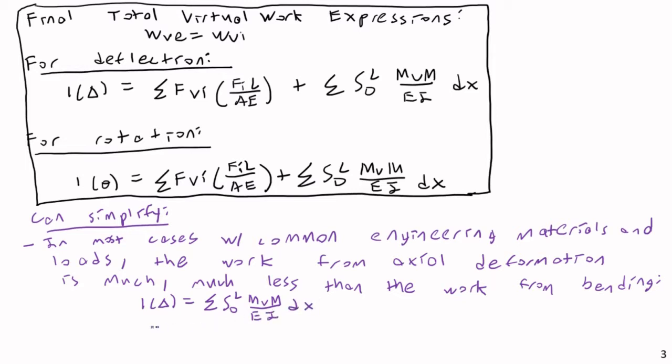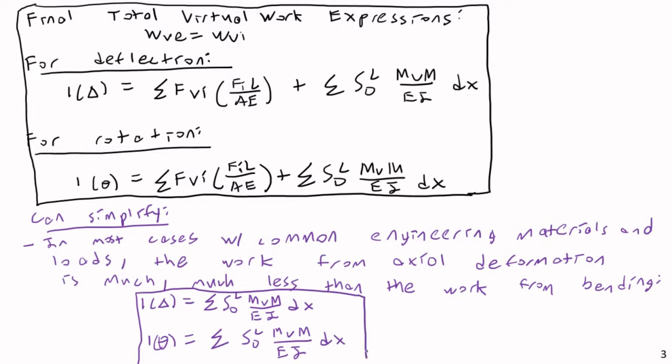EI dx, and 1 times theta is equal to the summation of the integrals from 0 to L of the same thing, basically, mvm over EI dx. In most cases, you're going to be able to get away with just using these and not having to worry about the axial work terms. Question? Yes, these are the same, just like in the previous cases.